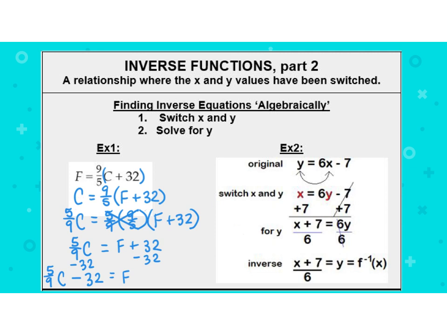And for the purposes of our assignments, we are going to write it like this. f negative 1 of x is equal to x plus 7 over 6. Just like that.